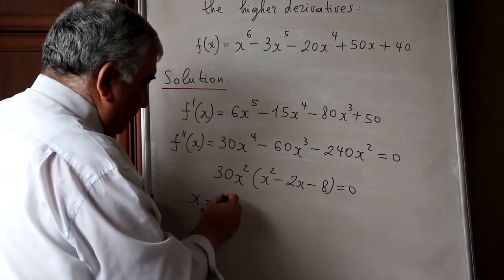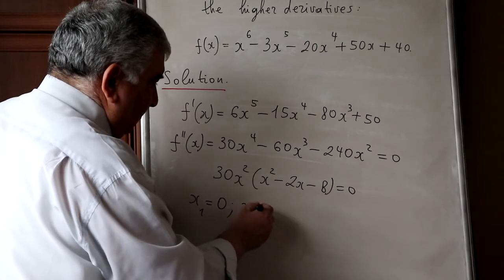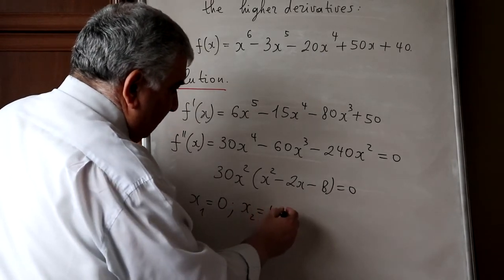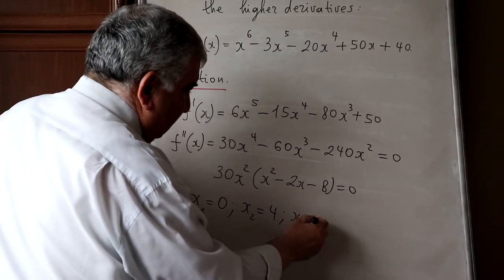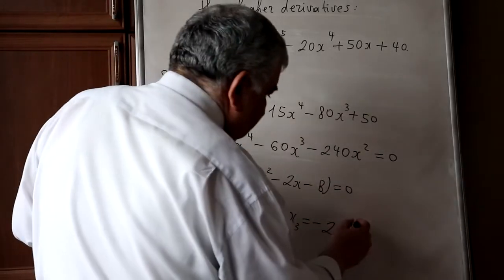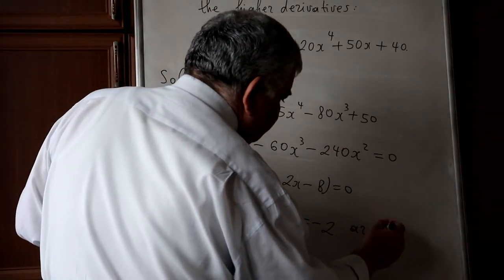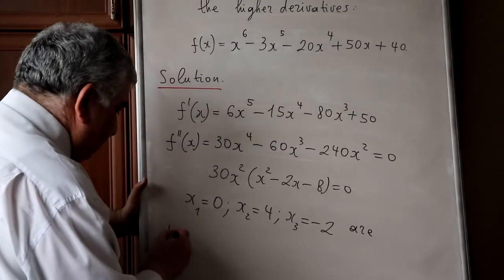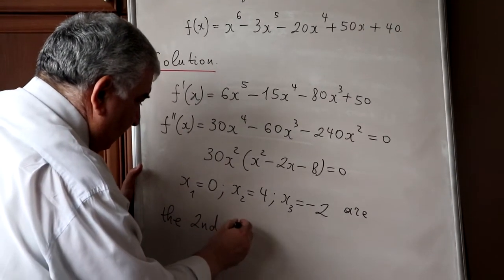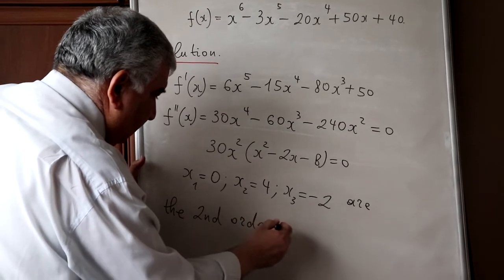x1 is 0, x2 is 4, and x3 is minus 2. These are the second order critical points.